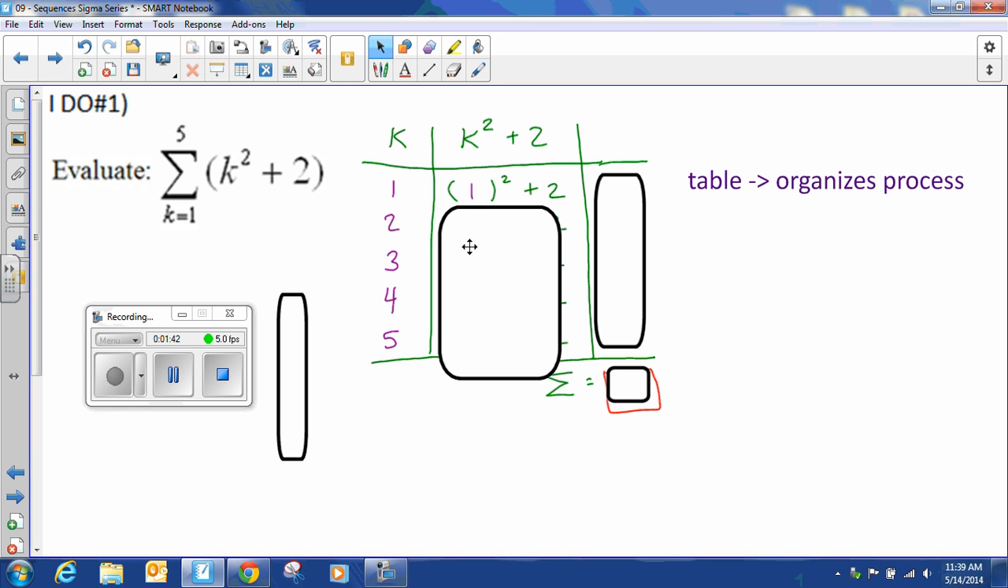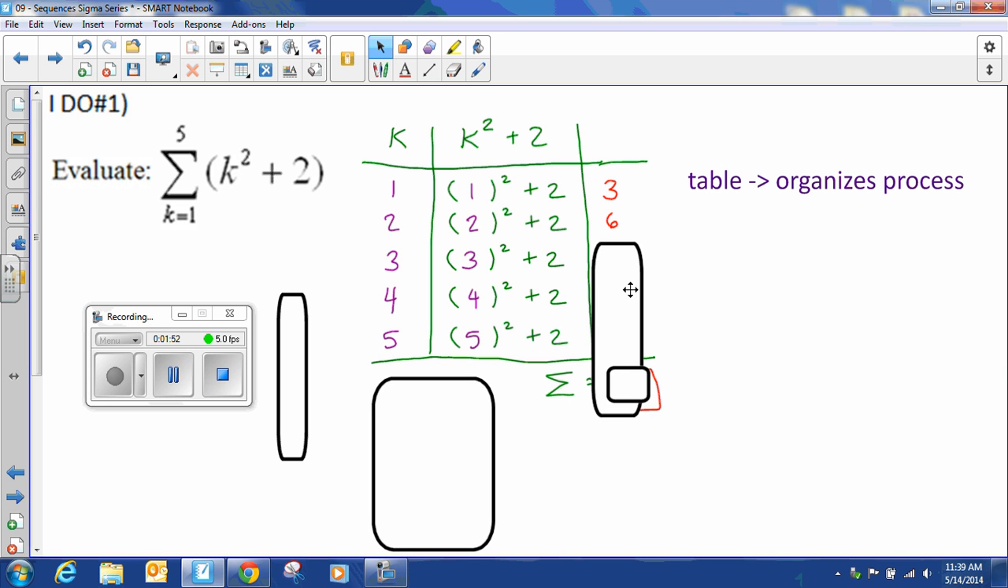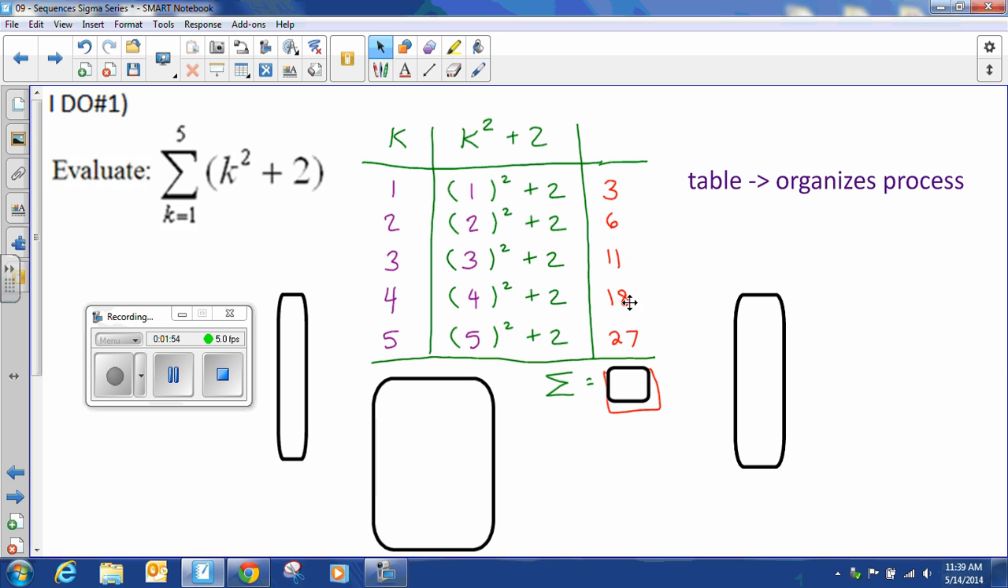value, which is 1, and 1 squared plus 2 is 3. So the first term of the sequence is 3. The second term of the sequence is 6. All the way down, 11, 18, and 27 is the last term of the sequence. And because it's sigma, we sum, or we add up all these values to get 65.